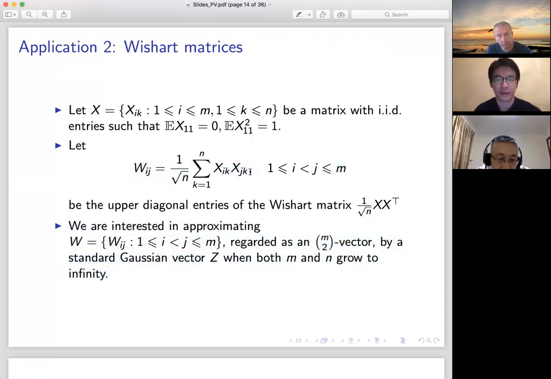I forgot to say that if you just look at one Wij, it's actually a standardized sum of IID random variables. So it's not surprising it converges to normal, where the whole problem is to look at an increasing number of such Wij and still hope to get a multivariate normal approximation.